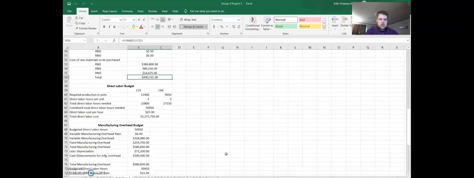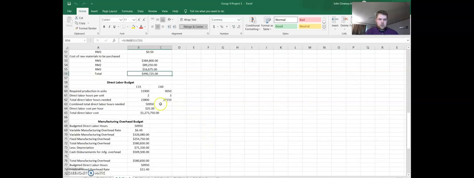So we'll go ahead and take a look at our direct labor budget. Once again, we'll start with our required production in units and multiply that by the direct labor hours per unit to give us our total direct labor hours needed to manufacture each widget. Again, I'm going to combine those together for a company-wide total direct labor hours needed. We're going to multiply that by our $25 per hour direct labor cost to get our total direct labor cost of $1,273,750.